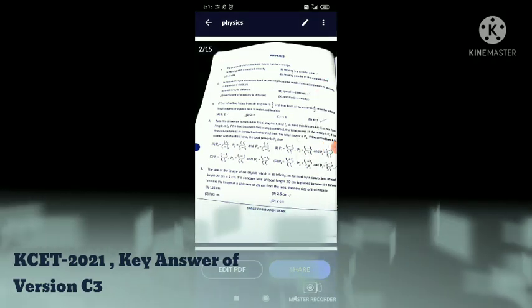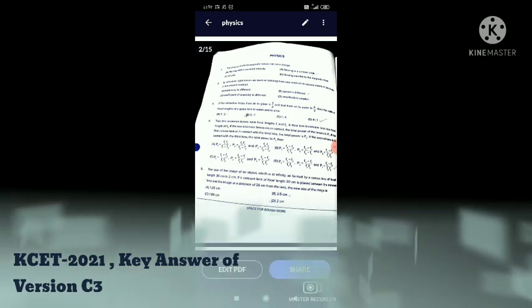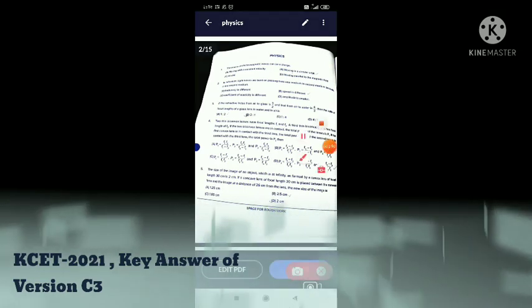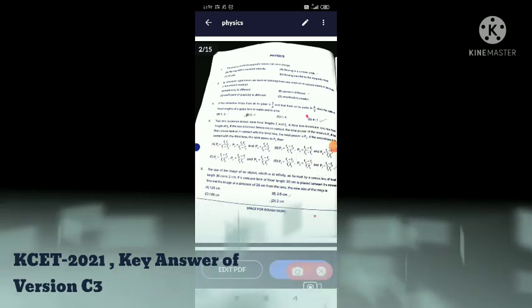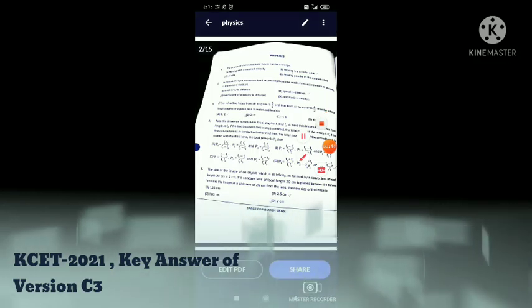If the refractive index from air to glass is 3/2 and that from air to water is 4/3, then the ratio of focal length of a glass lens in water and in air is, the option is number 4. Then we will move to the fourth question.